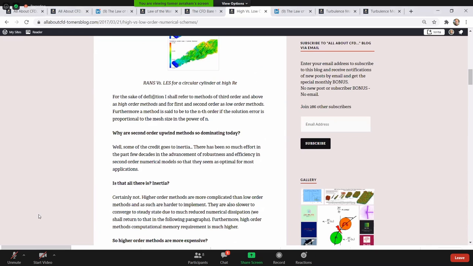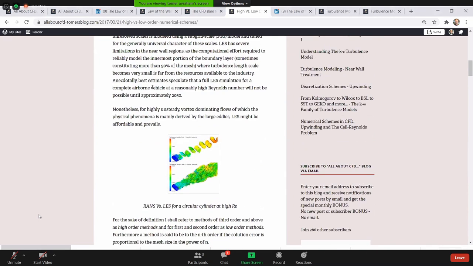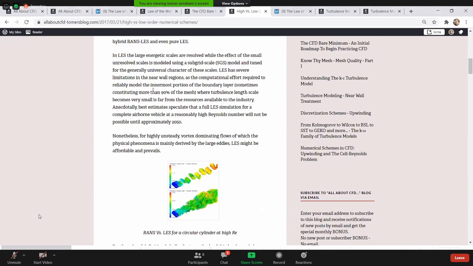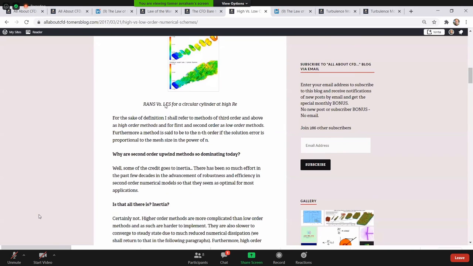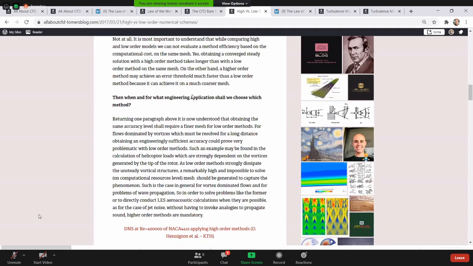Okay, higher order methods. I think they're going to enter. Some software already use them. One of them is this one, LCS Fast. Most of you know it, I hope so.